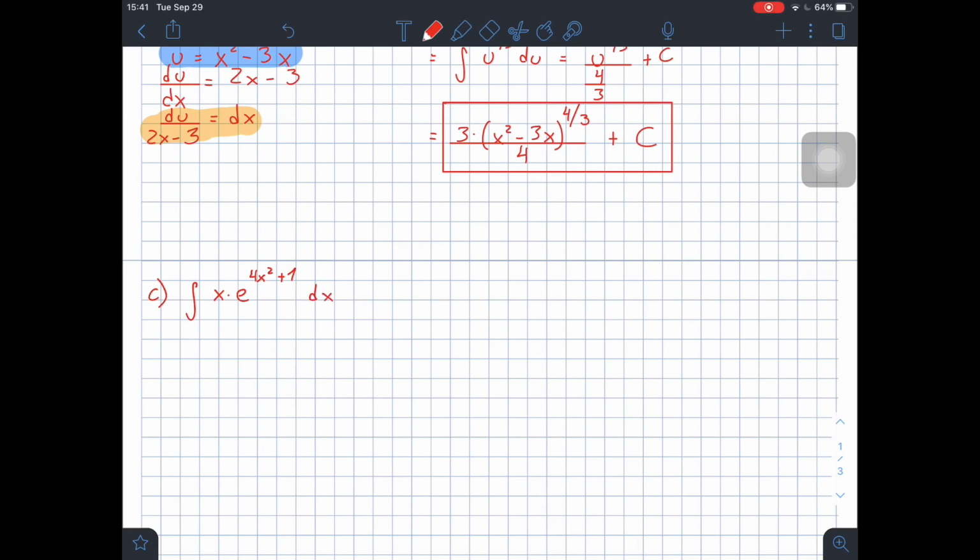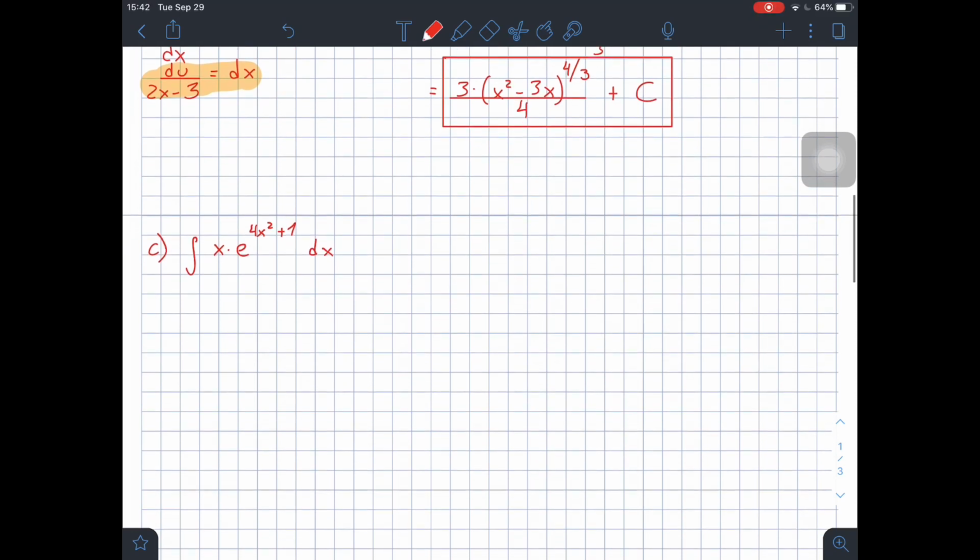Okay, so once again, I see there's a product between two functions, right? Function x and function e to the power of 4x squared plus 1. So since there's no chain rule or product rule or quotient rule for integrals, I need to think about the substitution method. So what do you think I should substitute in this case? Well, as I told you, this is a lot of experience and practicing with exercises. But I see that in this particular case, I need to replace this exponent with the variable u.